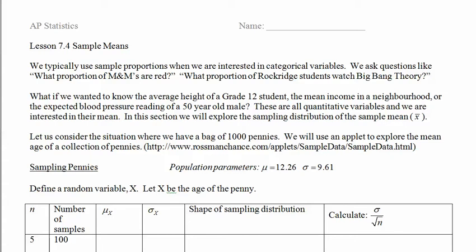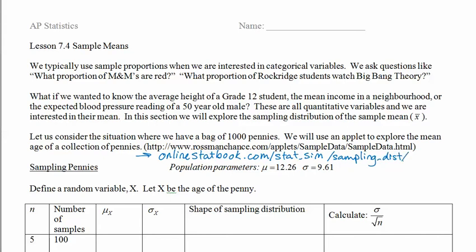So let's consider the situation where we have a bag of 1,000 pennies. The applet that's listed here did not work for me. You can give it a try, but right now we're going to have a look at a different website, and it is called Online Statbook.com, stat_sim, sampling_dist.